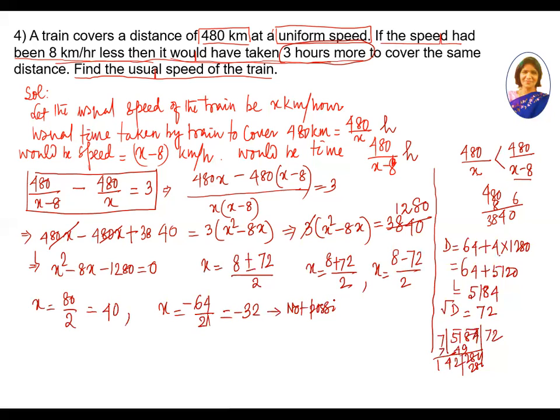So this is not possible because speed cannot be negative. Speed is always positive. So x is equal to 40 is the answer. So what will be the statement? So the usual speed of the train is 40 kilometer per hour.